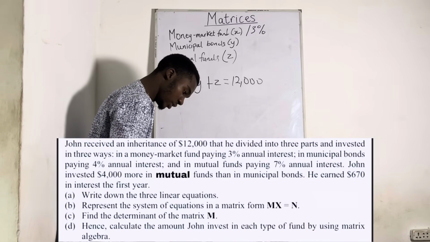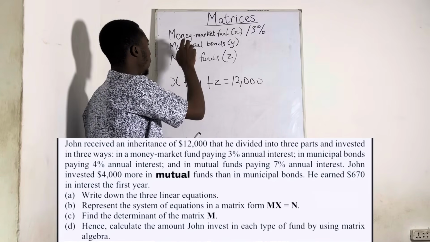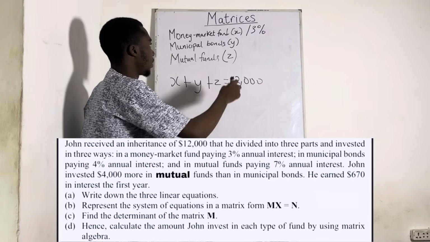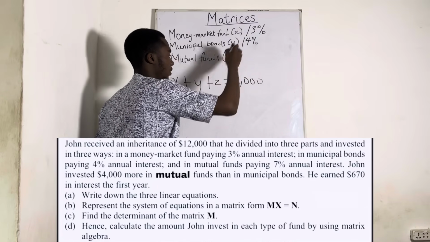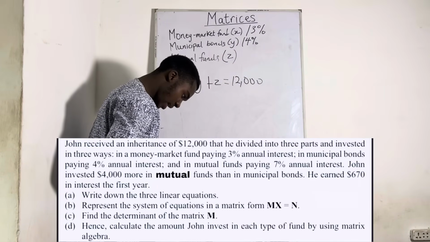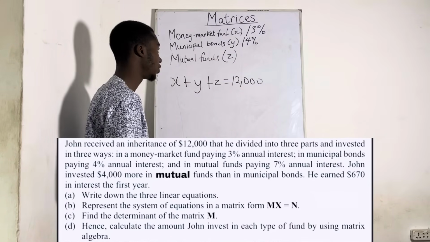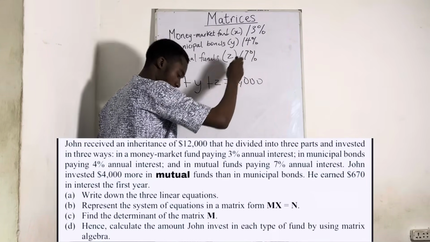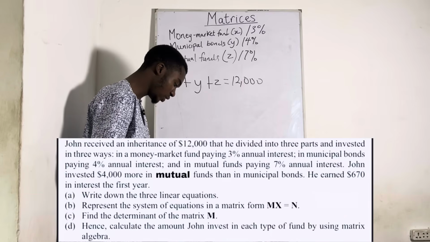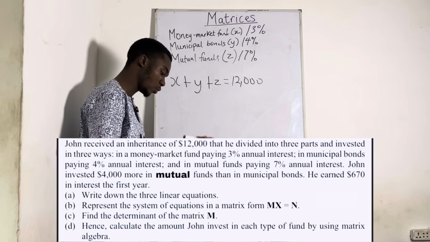Then the municipal bonds. So in municipal bonds, paying 4% annual interest. So for the municipal bonds, which is our Y, we are getting 4% annual interest. Do you get it? Then lastly, mutual funds. We are getting 7% annual interest. All this is stated in the question. But when you go on to read the question, it says that John invested 4,000 more in mutual funds than in municipal bonds. We'll come back to that one.